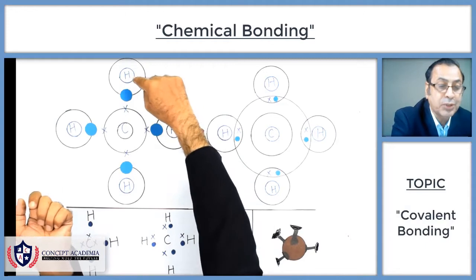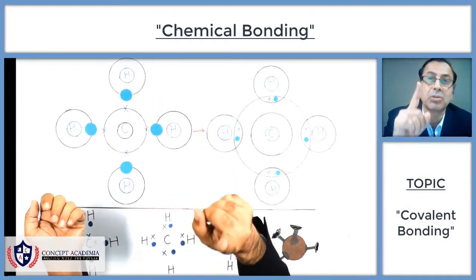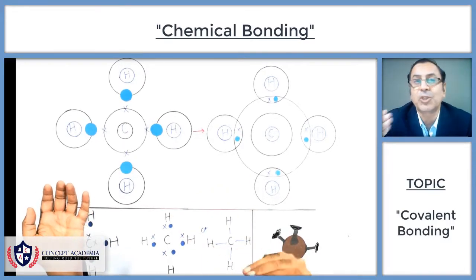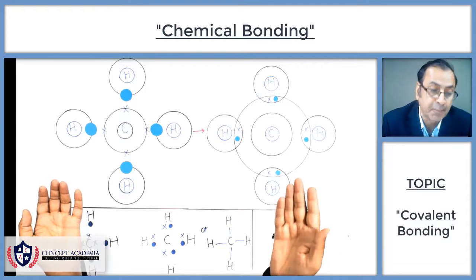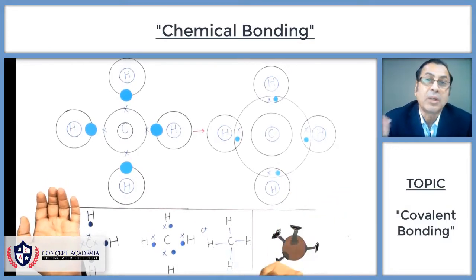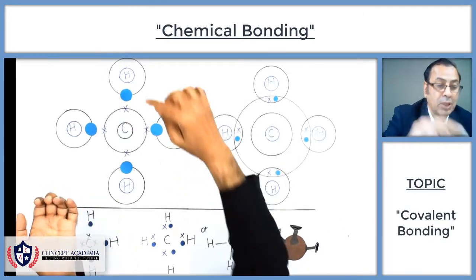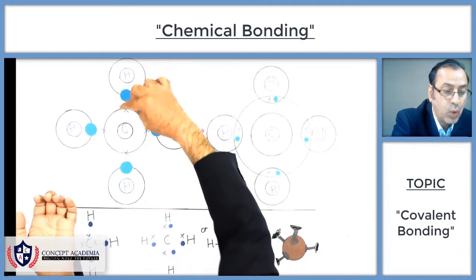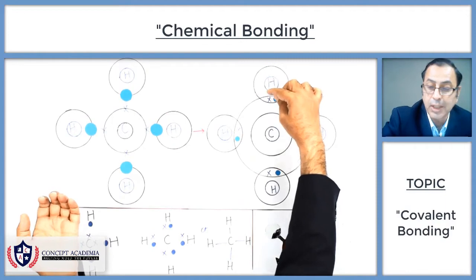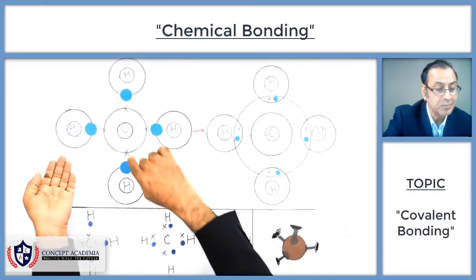Hydrogen has 1 electron. Each hydrogen needs 1 more electron to complete its duplet, to get the last shell electronic configuration of helium. So each hydrogen will contribute 1 electron. Hydrogen will share its 1 electron with carbon, so there is a mutual sharing of 1 electron between carbon and hydrogen.